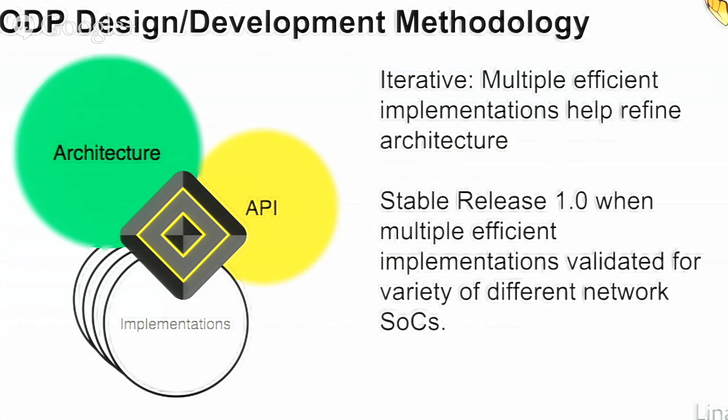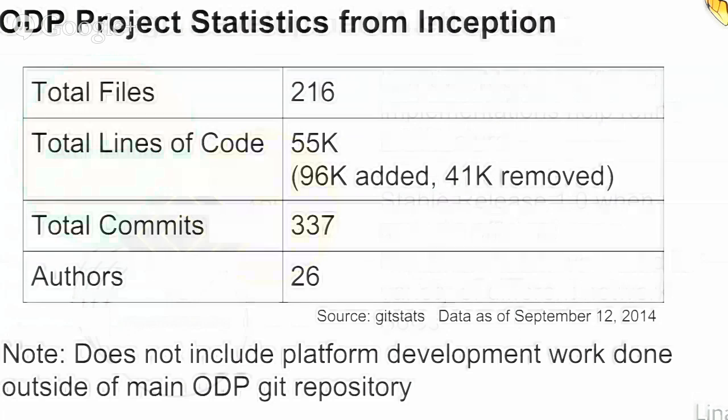So the design and development methodology we've been following is really iterative. The idea here is that we're not smart enough to come up with a set of APIs that we know in advance are optimal. So what we do is we propose a set of APIs, we try them out on lots of different platforms, discover where the seams are, and then refine that based on the experience, with the idea being that a stable release 1 can be achieved when we have multiple efficient implementations validated for a variety of different network SoCs. And if you look at the project statistics, that sort of shows that iterative nature.